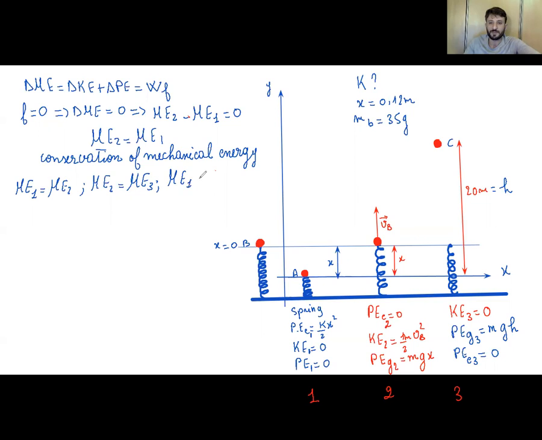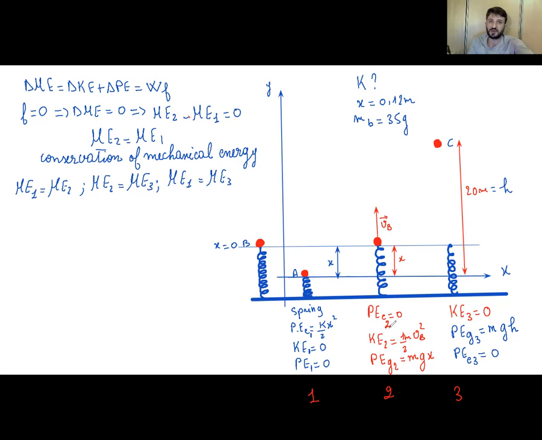mechanical energy between 1 and 3. We have a conservation of mechanical energy only if we don't have friction. We don't have F. Let me take the first case. I need to calculate K anyway. If I take between 1 and 2, here we have a known K, and here we have a known V.